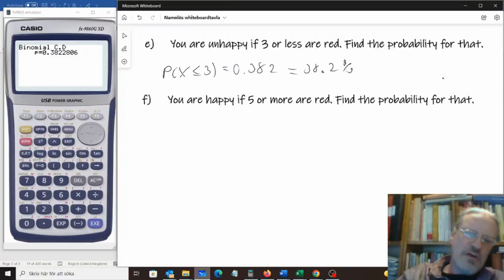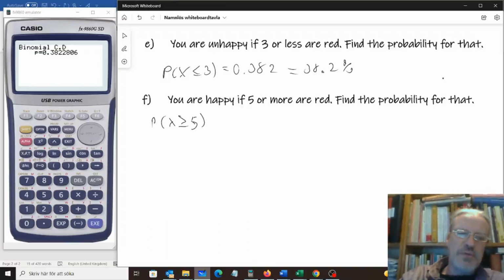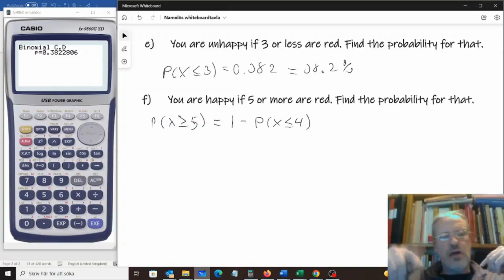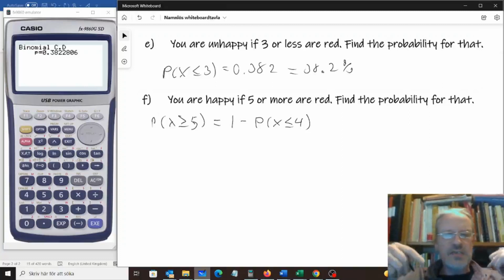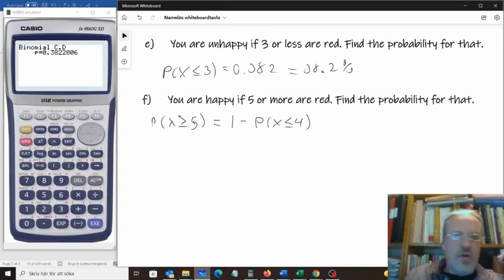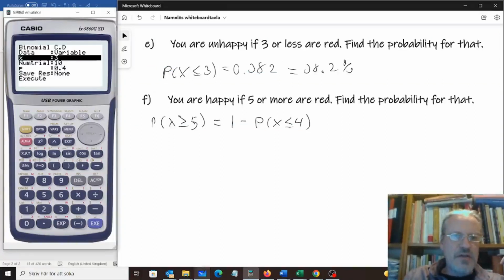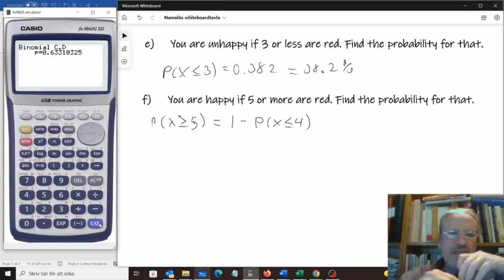So say that you're happy if 5 or more are red, find the probability for that. So now we should look for the probability that x is larger or equal to 5. But our calculator calculates up to a probability, so we should, in other words, calculate 1 minus the probability that x is less than or equal to 4, right? Because if it's not larger or equal to 5, it must be less or equal to 4. So we'll go in here again, exit. We can just change here this to 4, exit, exit, and we find this probability here.